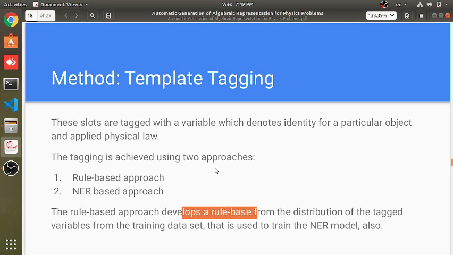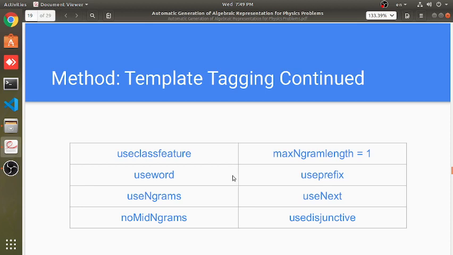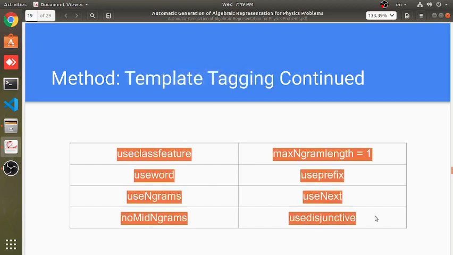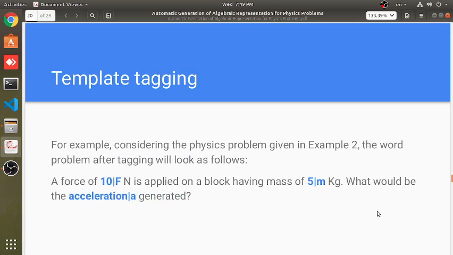Similarly, we have used a NER based approach. Using a standard NER model, we have tried to identify the different named entities, and this information we have passed on. Based on that, we have collected a database and trained and tested on all this information. For template tagging using the NER based model, these are the different features that we have used. This is one example for template tagging. As you can see here, the 10 is the force that we have identified, the 5 is the mass, and the acceleration is the A in the equation.